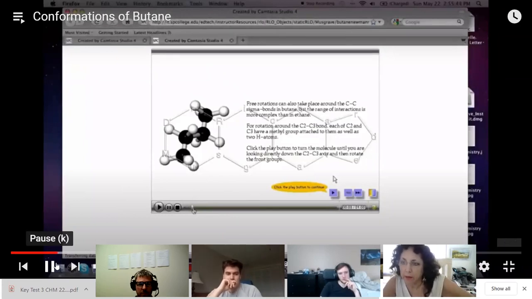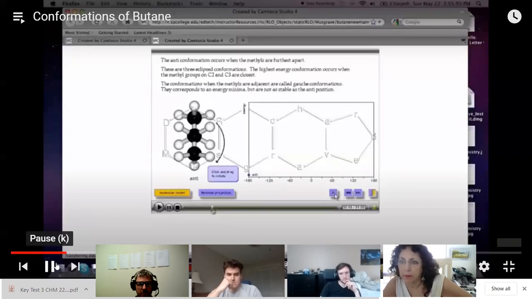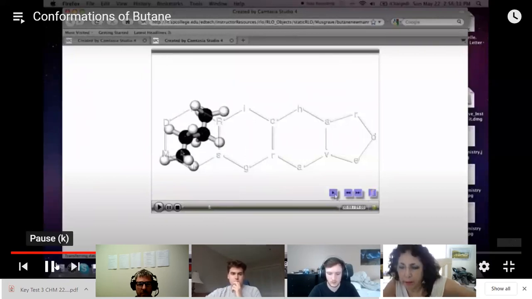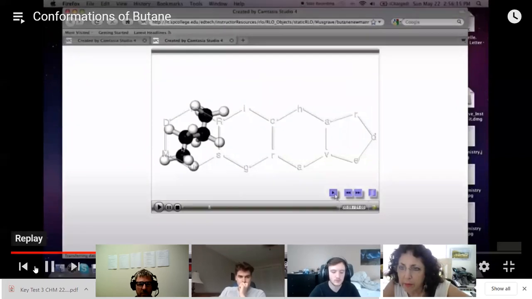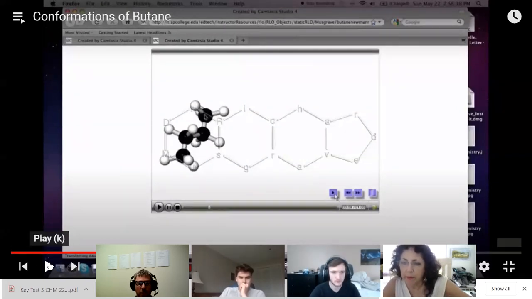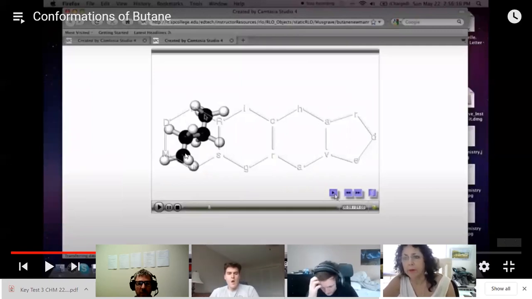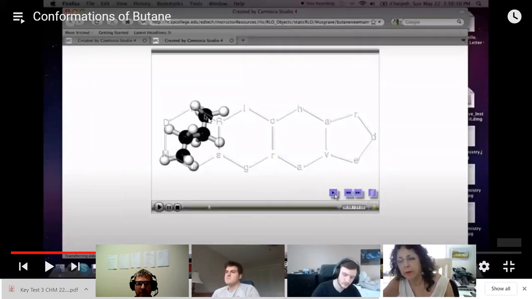All right, so we're moving the molecule around. Now we've got this carbon at the front, and we've got the carbon behind it, and we're going to rotate this front carbon around. At the moment, we're in what we call the anti configuration. The reason it's called anti is because you've got these methyl groups at 180 degrees from each other. So we're talking about torsional angle again. The angle between the methyl at the front and the methyl at the back is 180 degrees.